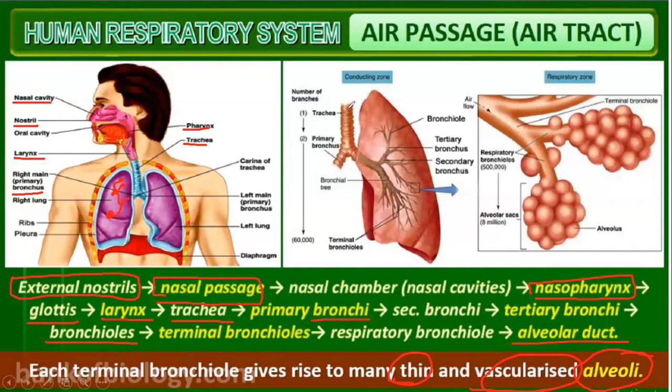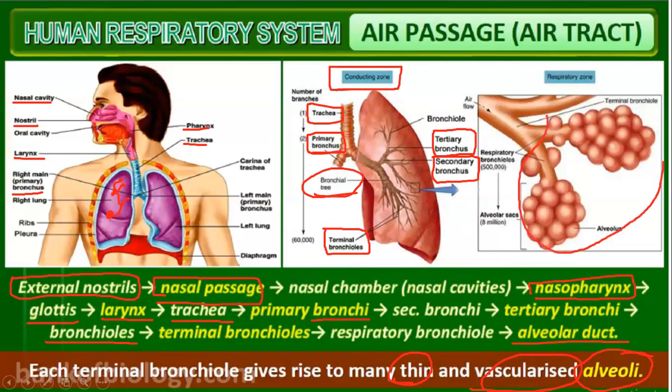This is the conducting zone. You have the trachea. Then these are the primary bronchi. These are the secondary bronchi. The primary bronchus branches out to form the secondary bronchus. The secondary bronchus forms the tertiary bronchus, and at last the terminal bronchioles. At last it leads to the formation of a bronchial tree. This is all about the conducting zone. The respiratory zone is the alveoli.